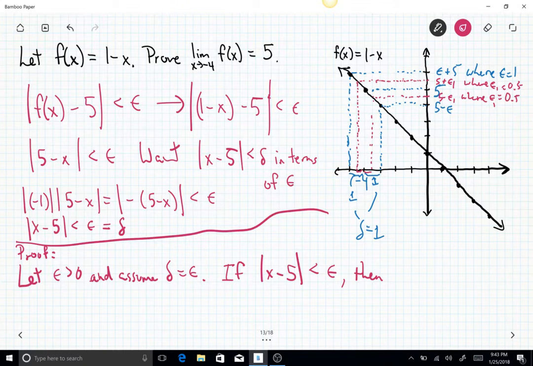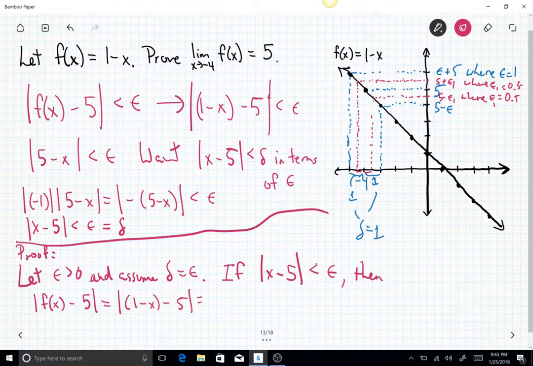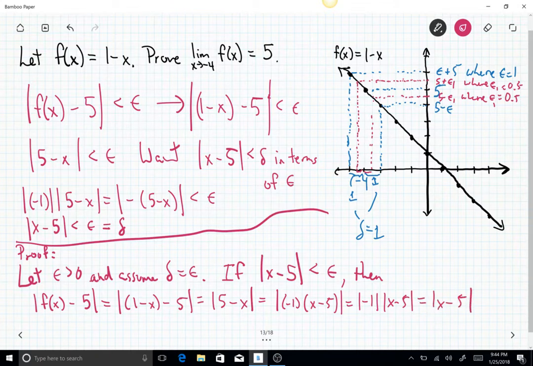we need to work with the function f of x minus 5. So then the absolute value of f of x minus 5 equals 1 minus x minus 5, which equals, how can we break that apart? Well, that equals the absolute value of 5 minus x, which is the same thing. And here's kind of the tricky part. Notice that's going to be the same thing as -1 times x minus 5. And since we're in an absolute value, we can pull out that -1. So this equals the absolute value of -1 times the absolute value of x minus 5. And the absolute value of -1 is 1, so this is equal to the absolute value of x minus 5, which is less than epsilon.